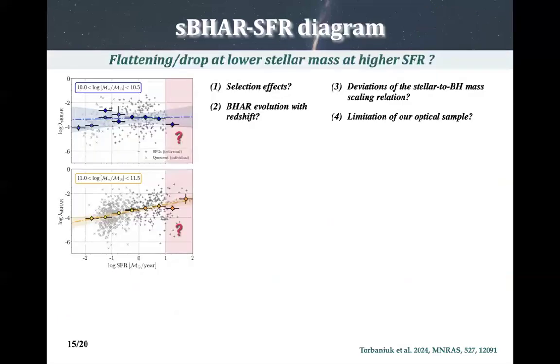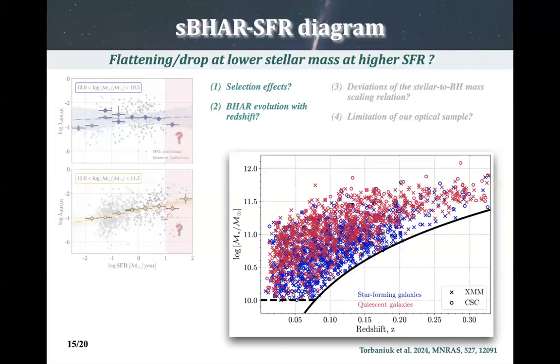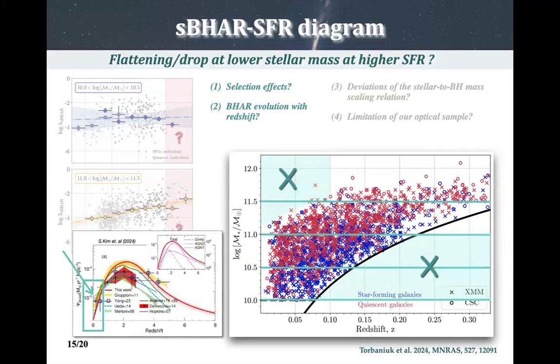So we just decided to check why we have this drop and why we have flattening, because it can be due to some selection effect or to evolution. And if we go back to our stellar mass diagram, we see that at some point we are missing some objects at lower redshift or higher redshift. And also, as we know, there is a very fast decline in black hole accretion rates with redshift.